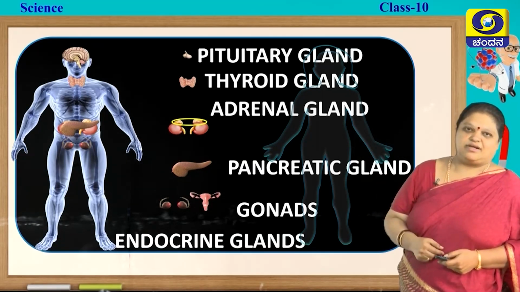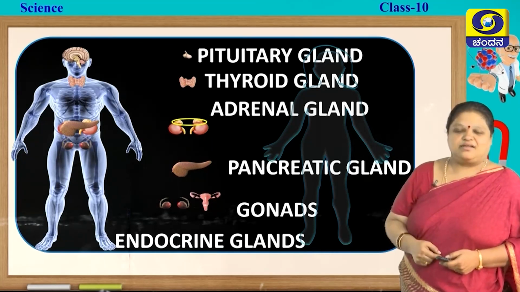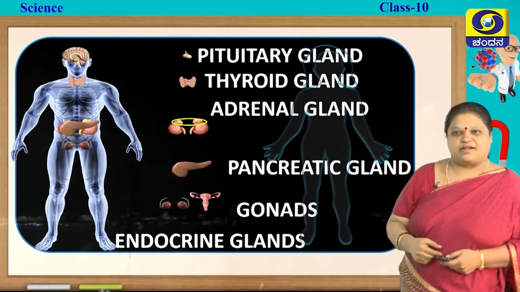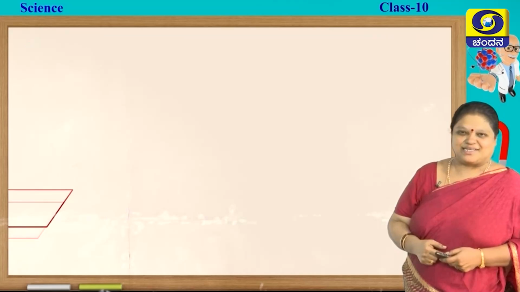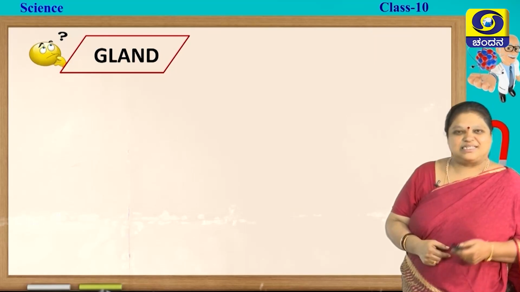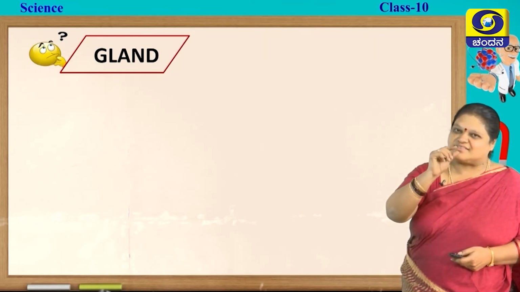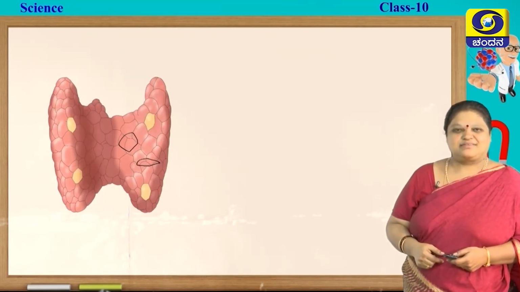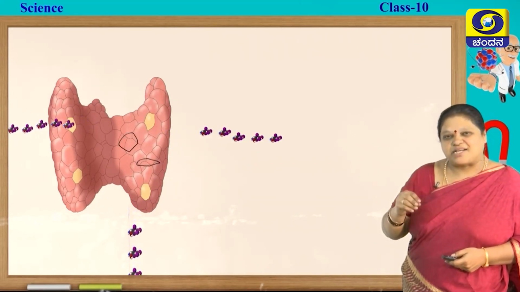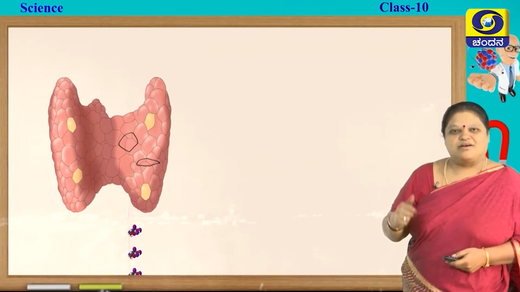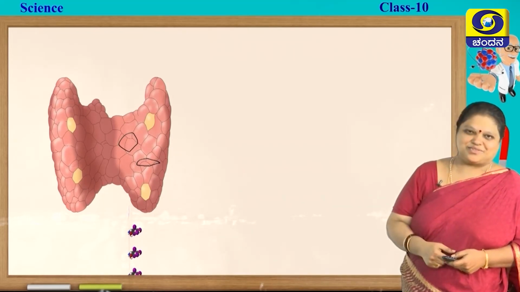Now, let us look into each one of them in detail, and I will also tell you what a gland is. From the time I started saying endocrine gland, let us see what a gland is. A gland is a specialized cell or a specialized group of cells. These glands present in the body secrete special chemical substances. You call them chemical messengers, or hormones.